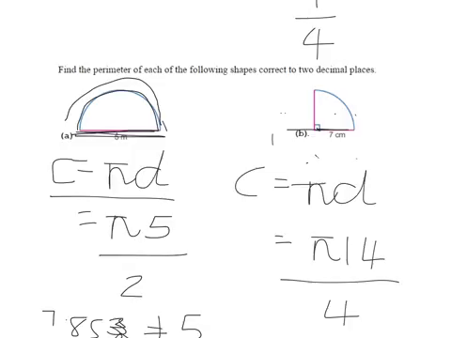But remember, we haven't finished yet because we haven't added on our pink side. So we've got a pink 7 and a pink 7. So we add on 14 plus 14, and our answer is 25 centimeters.